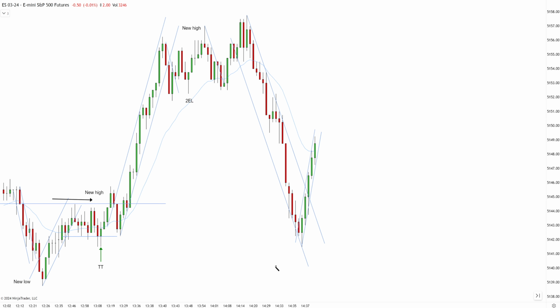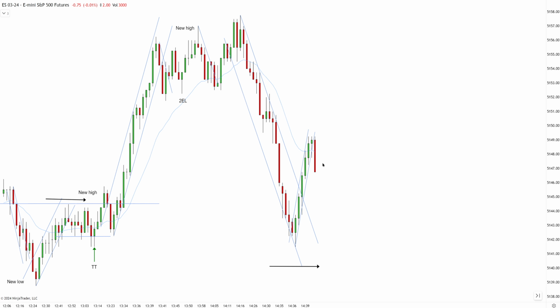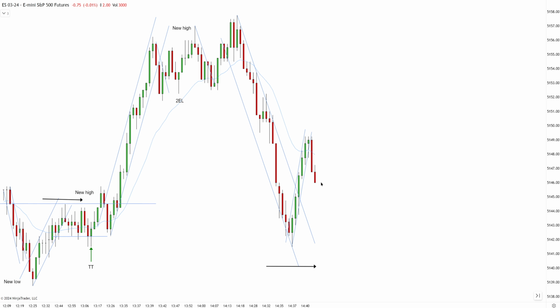I want to see a clean push to a new low. New low, I'm looking for breaks below either one of these bars' lows to get a first entry. Okay, first entry short here. So what I want to see is something like this: a pullback, second entry short, just like we had here.